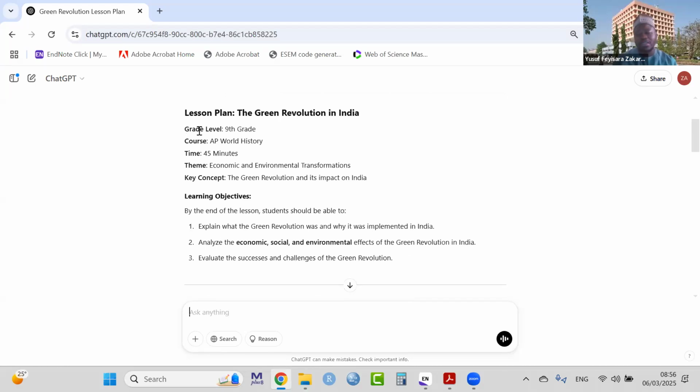All right? Then, as usual, in a standard lesson plan, you have the class you are teaching, you have the subject or the course. In our case, we say subject for secondary school. All right? The time for 5 minutes. And the theme is economic and environment transformations. Then the key concept, the Green Revolution and its impact on India.